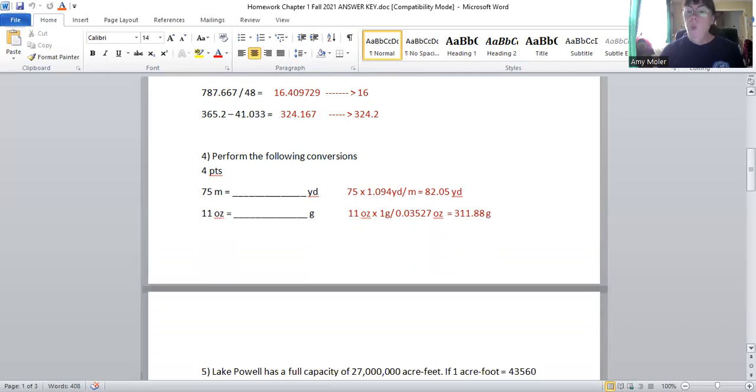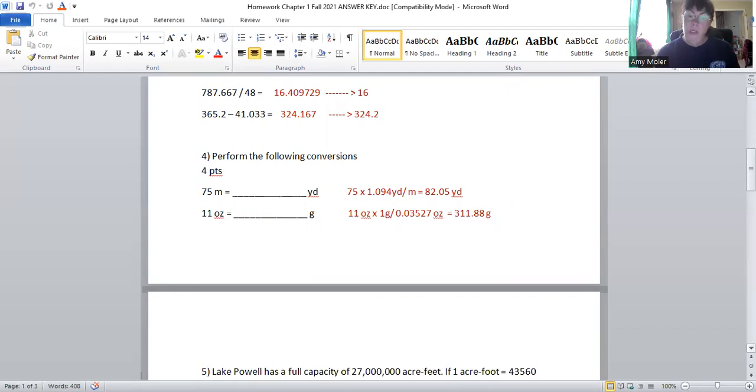Then there are some one-step conversions. So you could either use your appendix from Appendix A from your lab book, or you could Google the conversion rate. That actually doesn't really make a big difference. But they are both single-step conversions. I did not ask you to report with correct number of sig figs, so the purpose of this is to make sure you are doing the mathematical part correctly. So 75 times 1.094 over 1 meter gives you 82.05 yards.